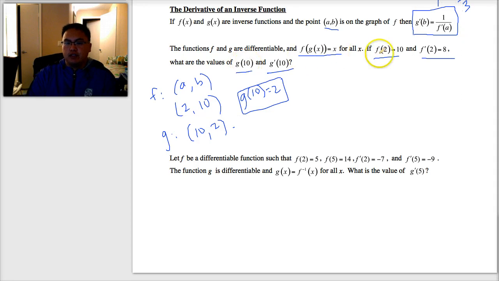So that should be the easy one. If f of 2 is 10, g of 10 should be 2. It's basically flipped, right? So that's the easy one. The harder one is g prime of 10. That's when I'm going to rely on my formula.